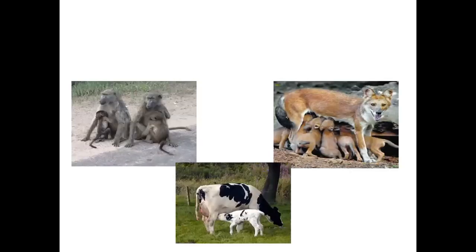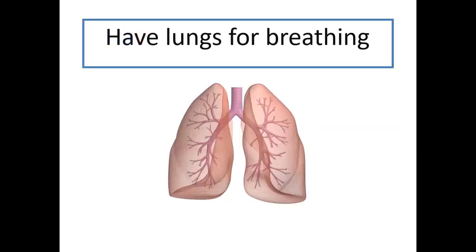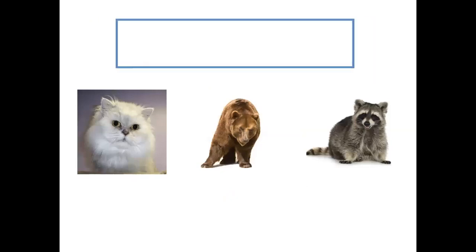Like what? As you can see, mammals give birth, they do not lay eggs, and they feed their babies milk. They also have lungs to breathe. They do not breathe by gills or by their skin. No, they have lungs for breathing. And the coverings that cover them are mainly fur or hair. This is for the mammals.